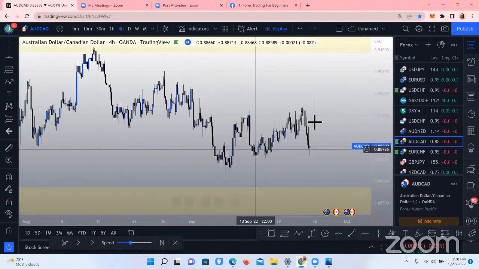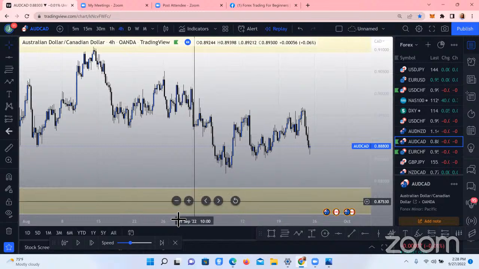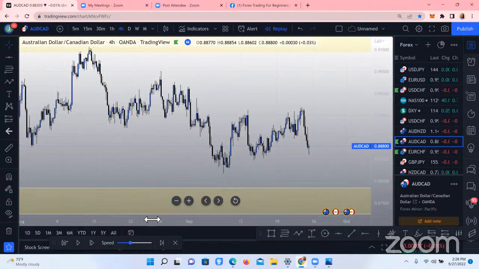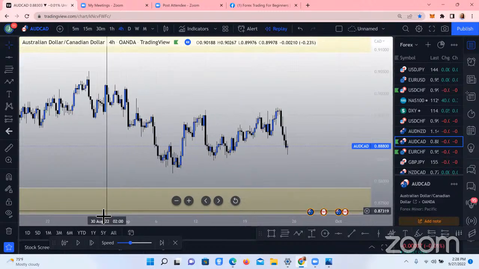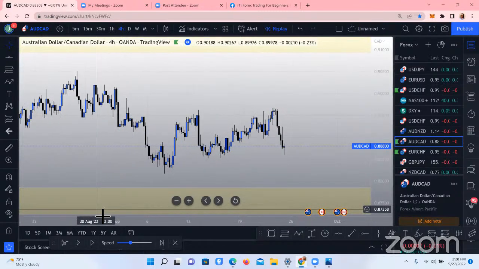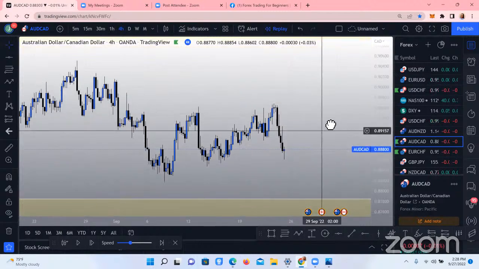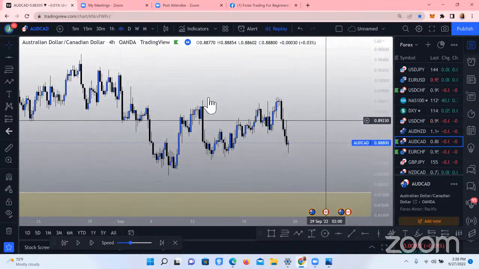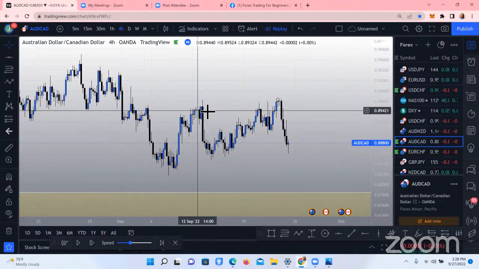So we see price is down right now. We want to tell ourselves if it's going down, we want to wait until a pullback. We want to see a pullback before we get into anything so it can continue going down. So we see it's down, pulled back.